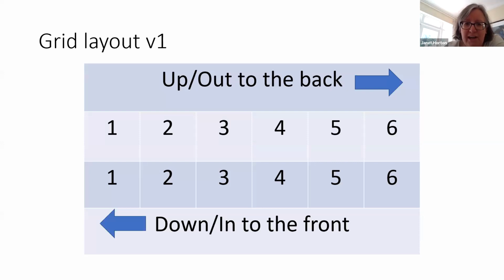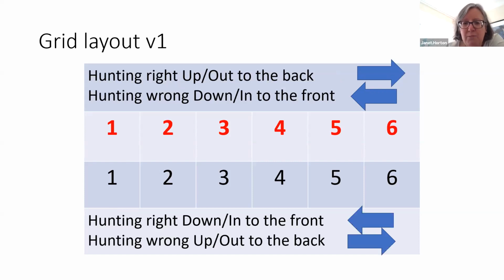But our grid layout said if you were going up to the back, you had to go along the top. And if you were going down to the front, you had to go along the bottom. So we can modify that to say, if you're hunting right, you go out to the back along the top. But if you're hunting wrong, you go down to the front along the top. And similarly, if you're going along the bottom row, if you're hunting right, you go from right to left. And if you're hunting wrong, you go from left to right.